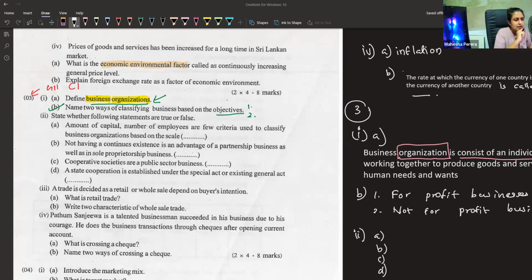Right. I'll ask now, let me read first, then I'll direct a name. Let's read this. You have to tell whether the given statements are true or false. Amount of capital, number of employees are a few criteria used to classify business organizations based on scale.